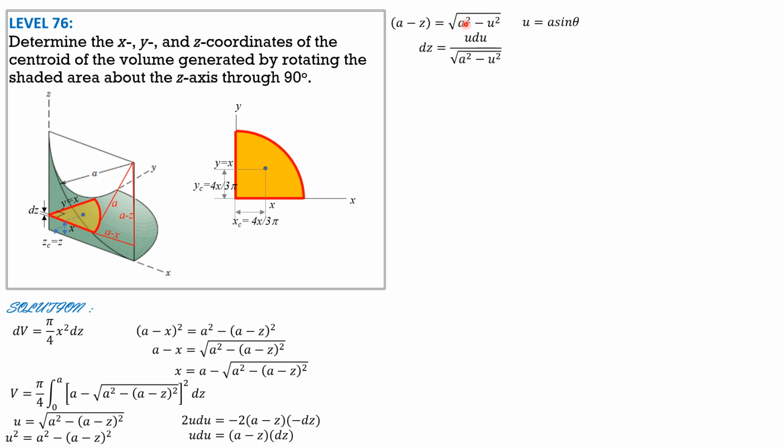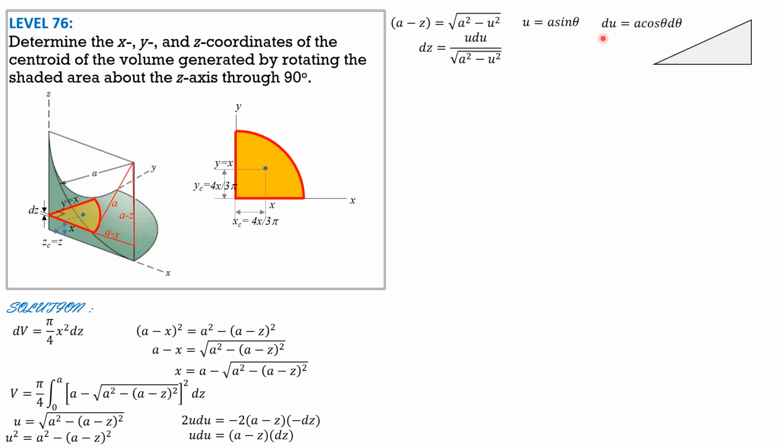So we put u as a sine theta because we have constant squared minus variable squared. From integral calculus, we put this trigonometric substitution. Then du is a cosine theta d theta. Then, if the original limits are 0 to a: when z is 0, the original variable, then u is 0. When z is a, u is a.